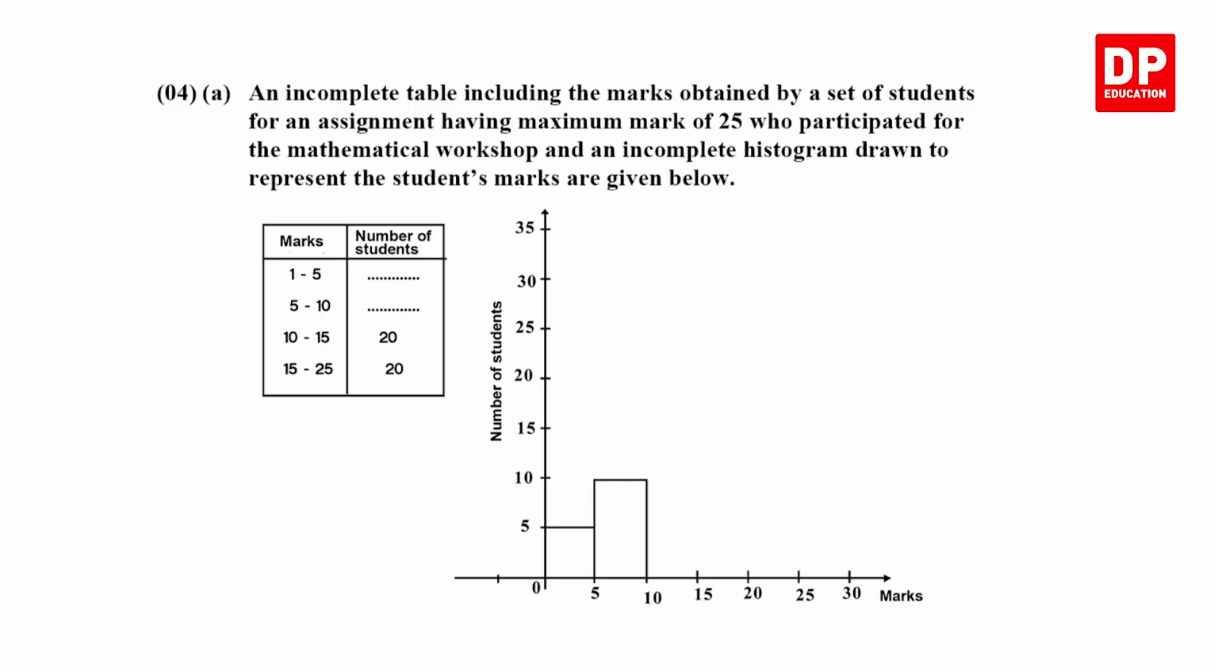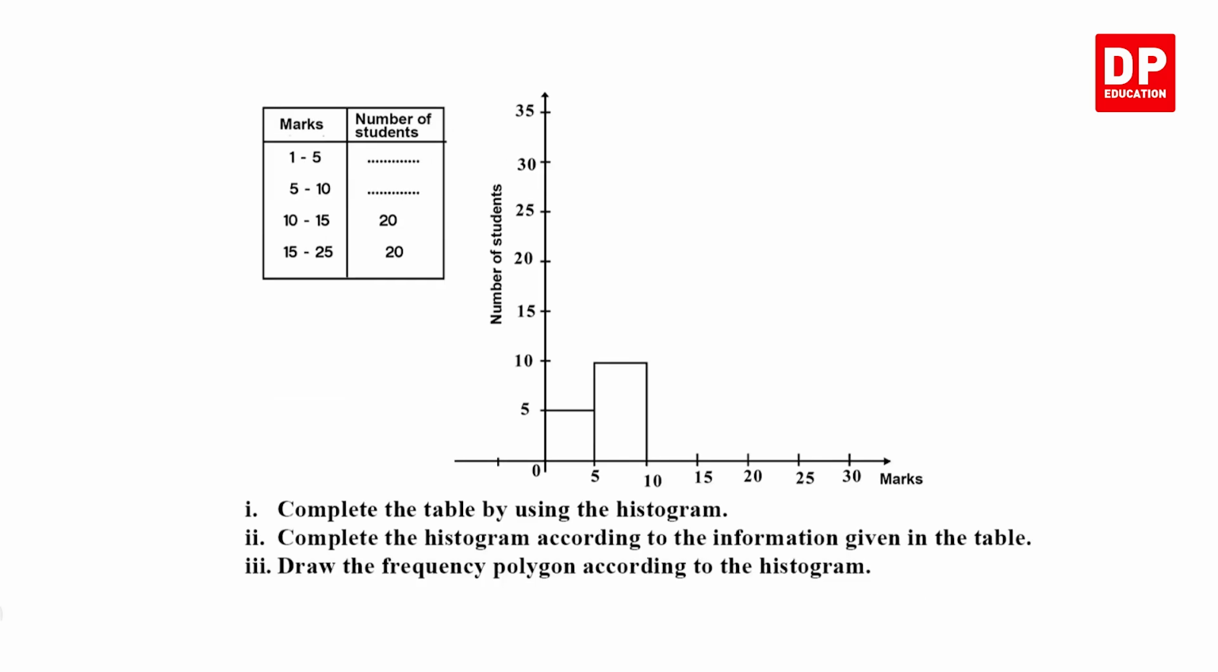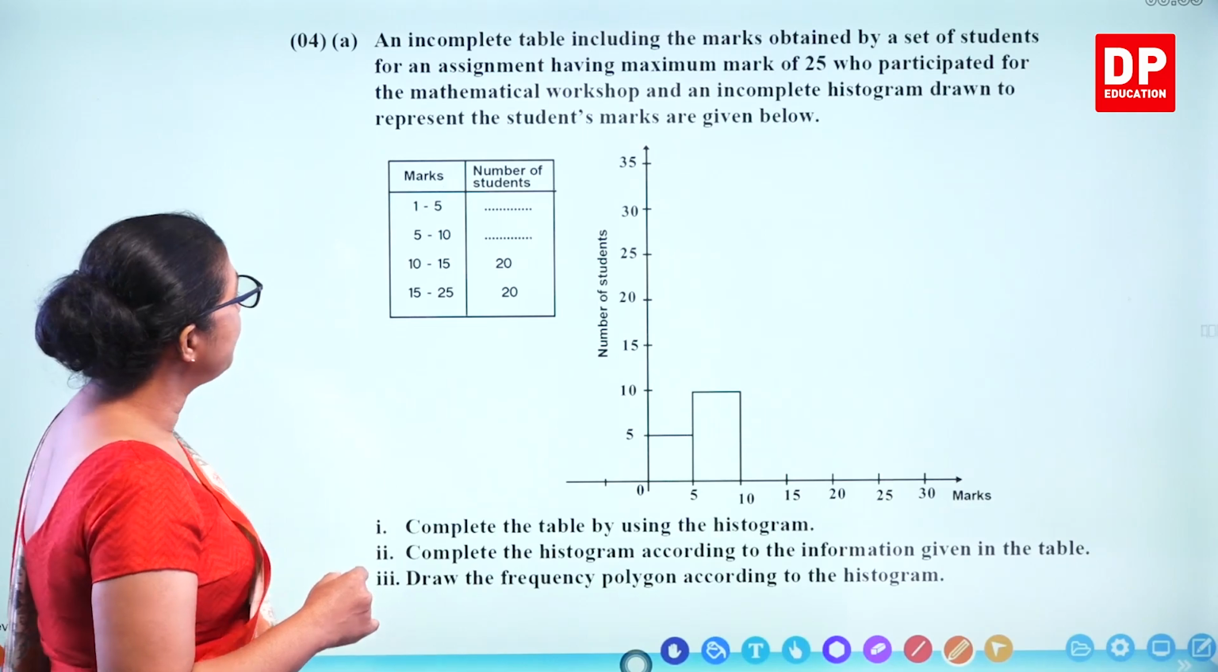Now we'll look at the next one, question number 4. An incomplete table including the marks obtained by a set of students for an assignment having maximum mark of 25 who participated for the mathematical workshop and an incomplete histogram drawn to represent the students' marks are given below. Complete the table by using the histogram. Complete the histogram according to the information given in the table. Draw the frequency polygon according to the histogram. So we can do this question here.